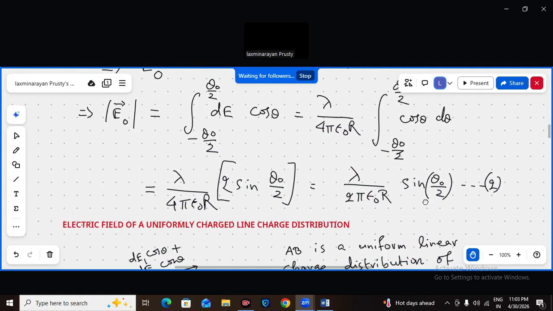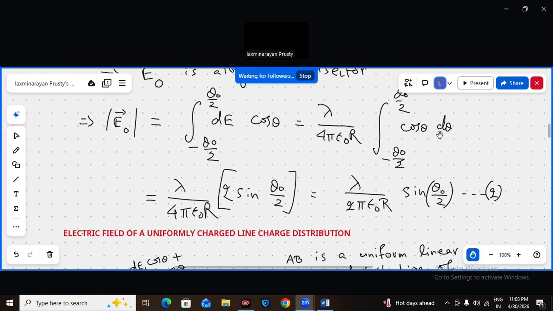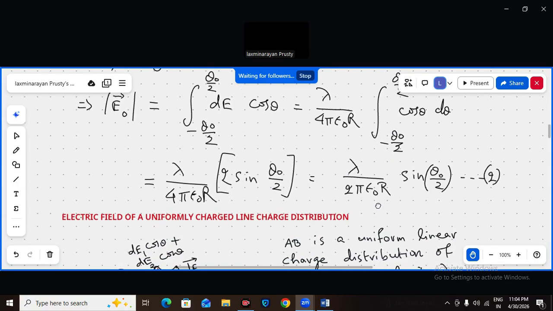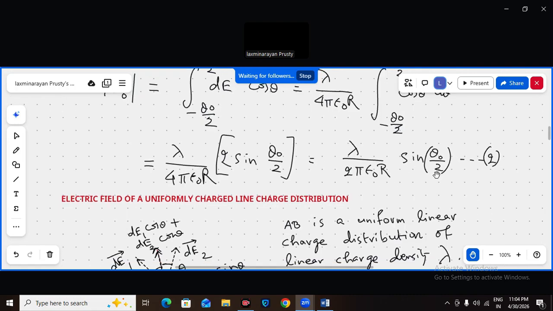So that's it. If I integrate, cos theta d theta will be sin theta naught by 2 minus sin of minus theta naught by 2, that is 2 sin theta naught by 2. So lambda by 2 pi epsilon 0 times 2 sin theta naught by 2.